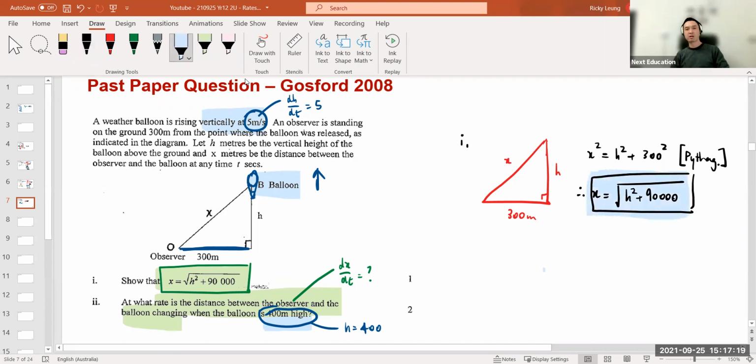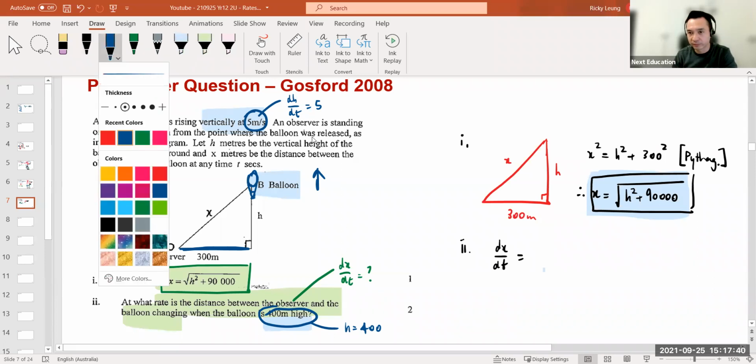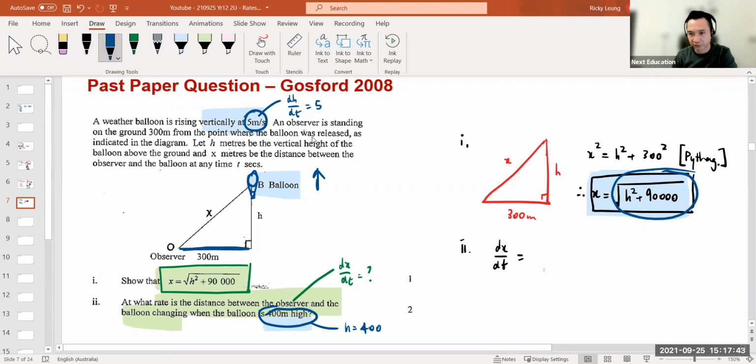Yep. The next bit's a bit fancy. So let's see, part two. I want the rate of change of the distance between the observer and balloon, so dx/dt. So I'm going to differentiate this guy with respect to time. Now, guys, hopefully you can actually differentiate this expression here, right? If I was to rewrite that in index form, it's h squared plus 90,000, to the power of a half.